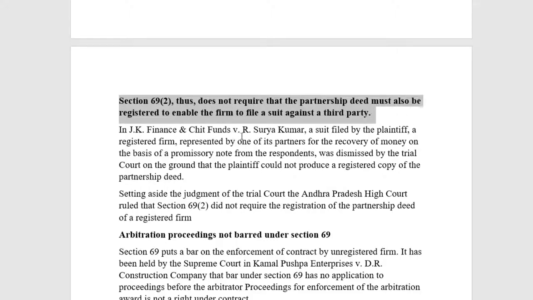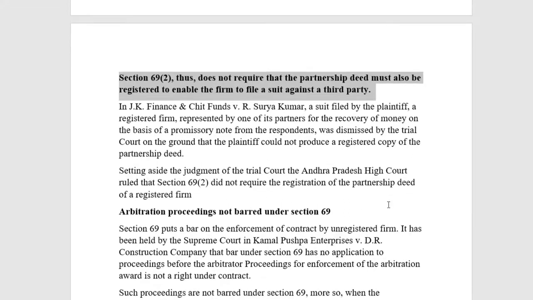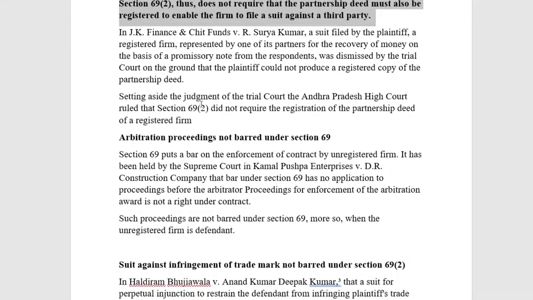In JK Finance Chits Fund versus R. Surikumar, a suit was filed by the plaintiff, a registered firm represented by one of its partners, for the recovery of money on the basis of a promissory note from the respondents. It was dismissed by the trial court on the ground that the plaintiff could not produce a registered copy of the partnership deed. But the Andhra Pradesh High Court held that section 69 subclause 2 does not require registration of a partnership deed, but requires registration of the firm.